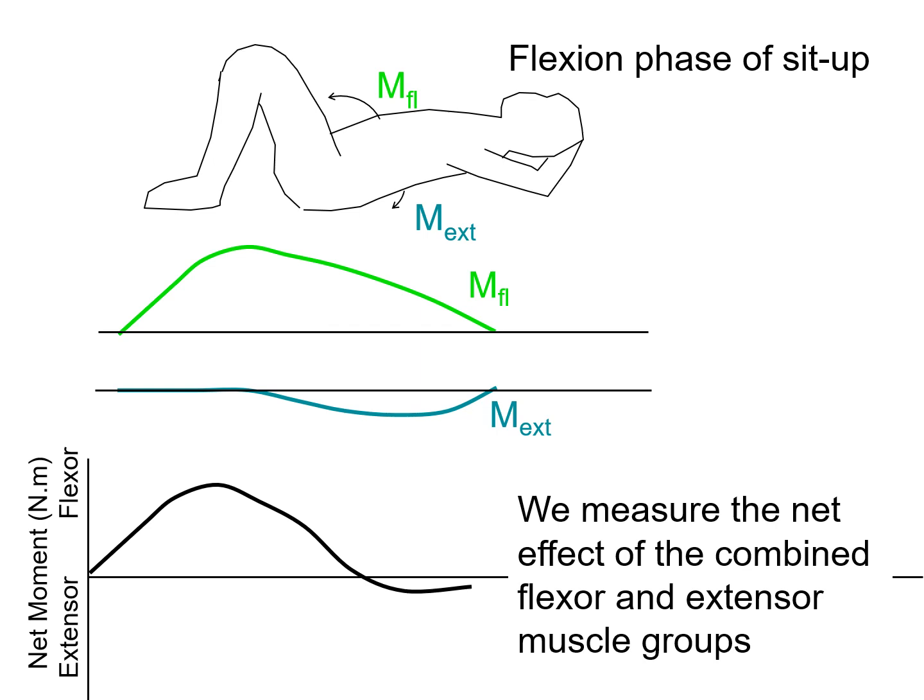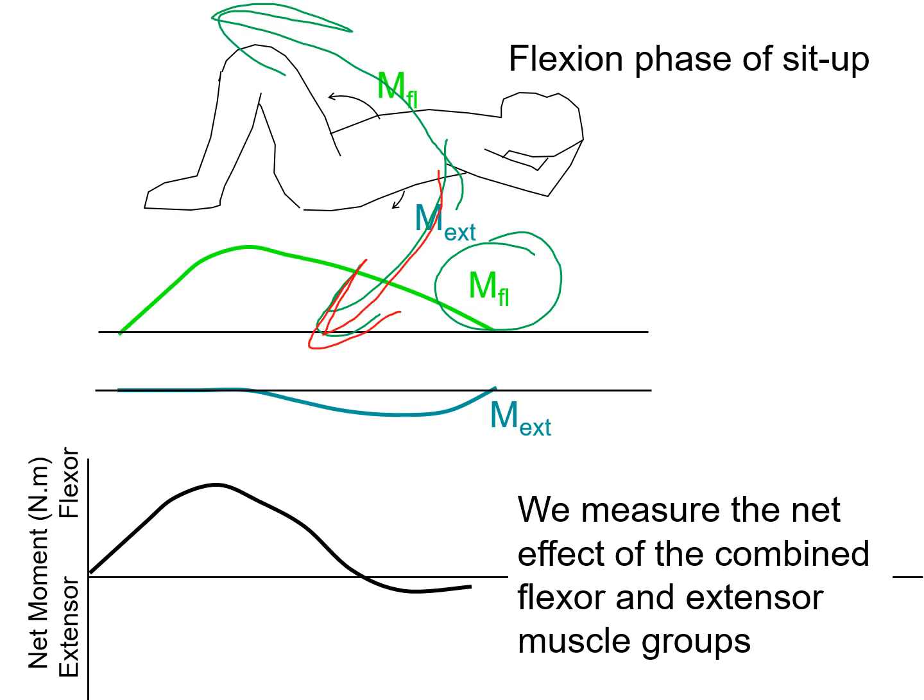So let's look at this again. We're looking at the flexion phase of the sit-ups. We're measuring the net effect of the combined flexor and extensor muscle groups, okay? So here we see our agonist muscles are producing this counterclockwise upward motion, and our antagonists are providing the opposite moments and torques, so that this can be a controlled movement, or if we're going down in our sit-up phase.